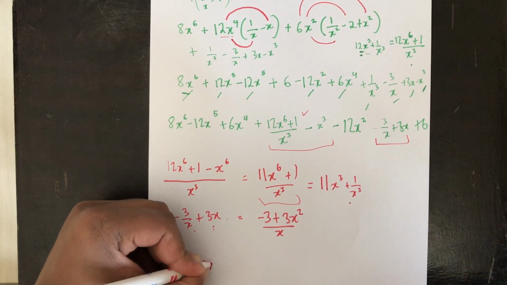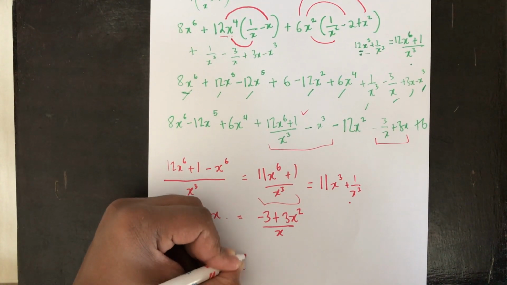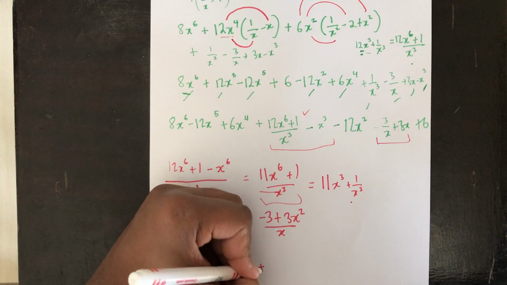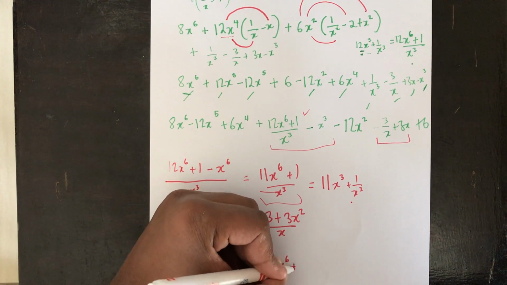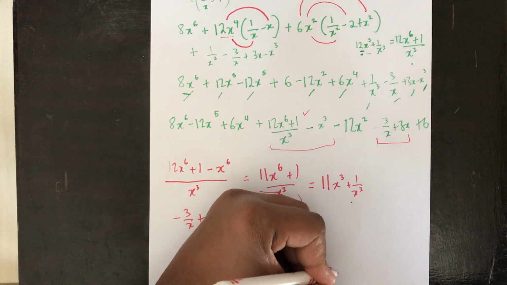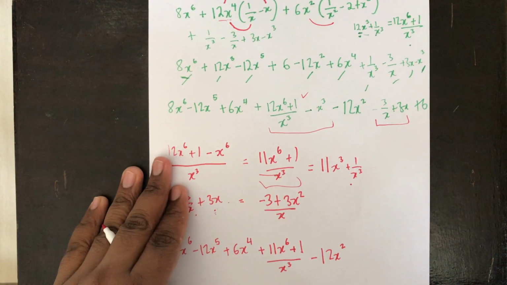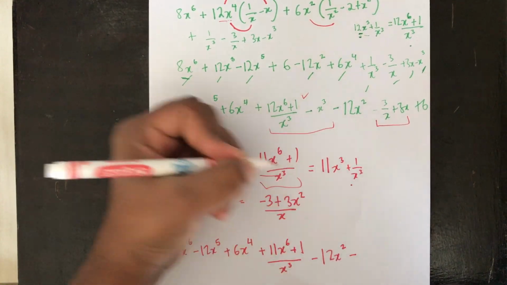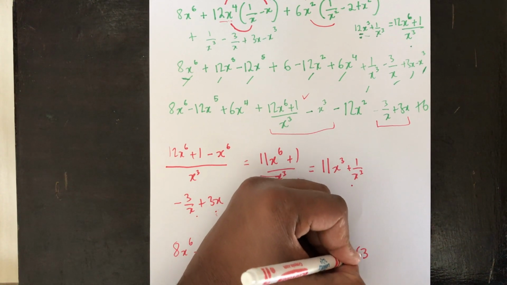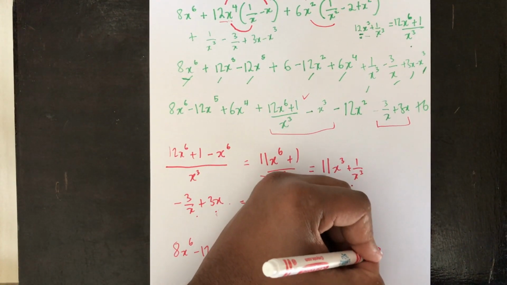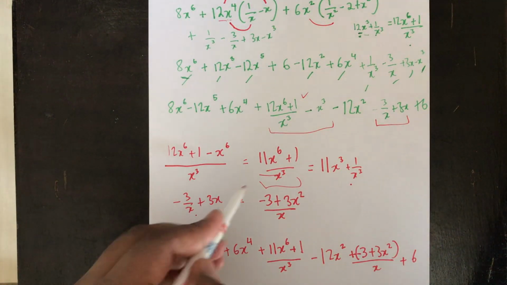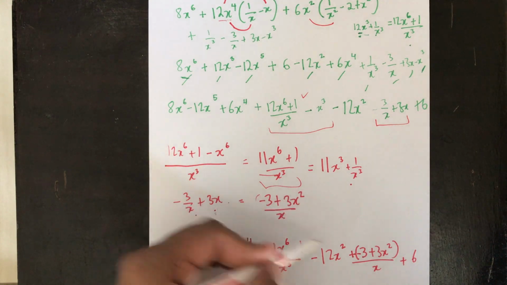Therefore, this is what I end up with: 8x power 6 minus 12x power 5 plus 6x power 4, and then I have this thing plus 11x power 6 plus 1 divided by x cubed, minus 12x squared, minus 3, wait, I'll put plus, and then I'll have minus 3 plus 3x squared over x plus 6. So it's just plus, and then I have this term.